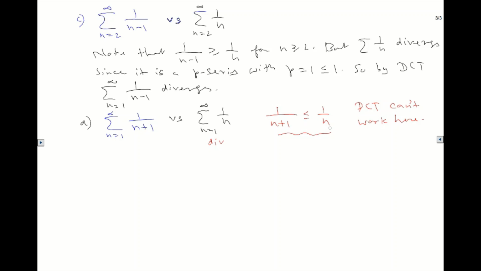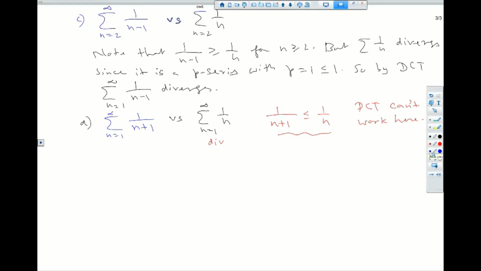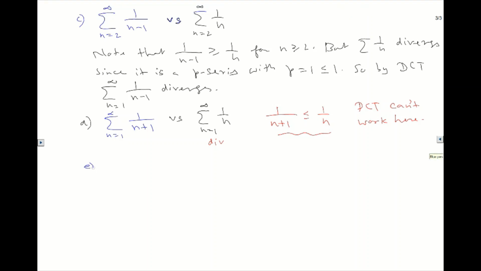Okay, let's try to do one last problem before we go to the limit comparison test. So this is the last one of this section, under this theorem. So let's test for n going from 1 to infinity, ln n over n.